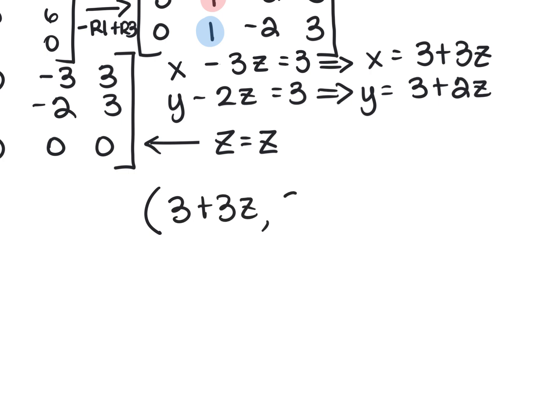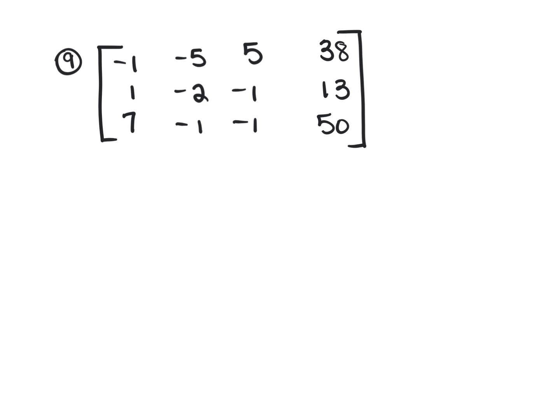Your y value is 3 plus 2z. And your final is just z itself. So this is the last example I'm going to be doing with you. So the first thing we want is for the top line to be a positive 1. Since it's a negative 1, the first thing I'm going to do is just multiply by negative 1. So this would become a positive, this would become a positive, and the other two would become negatives.